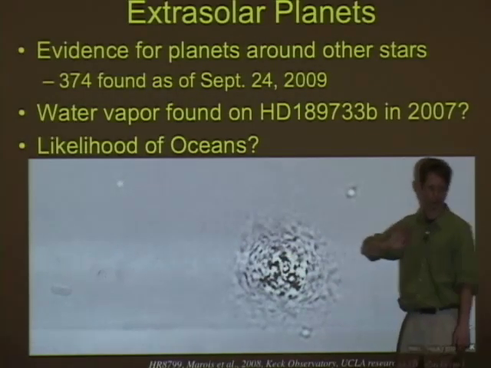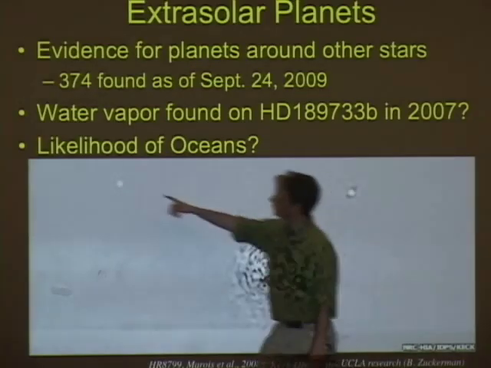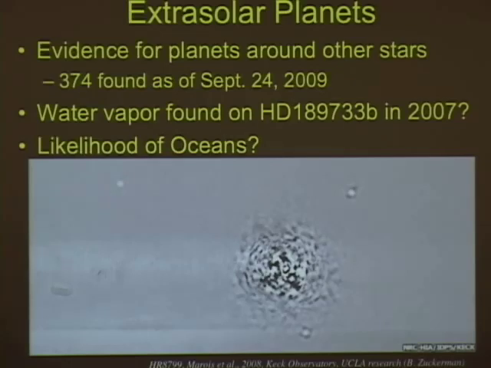This is removing the light from the central star. This is where the central star would be, but as much of the light as possible has been removed from it. And when that's done, you can see that there are these little specks that stick out. And those are thought to be 3 planets orbiting around this star.